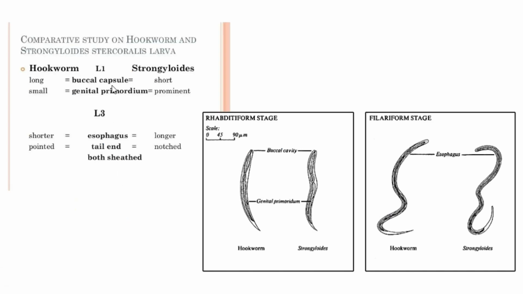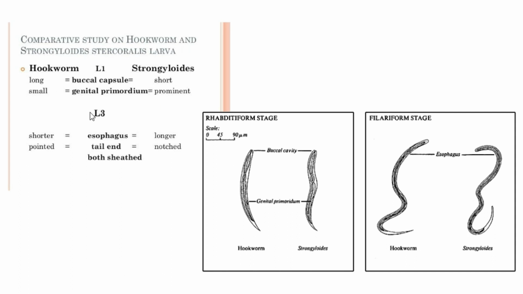So, here is a comparative study on hookworm and Strongyloides stercoralis larvae. So, again, yung ating pong Strongyloides, they have large SB, large or prominent genital primordium, and short buccal capsule or cavity. And then, si hookworm naman po kabaliktaran niya. Kung ang Strongyloides buccal capsule is short, hookworm is long. Well, for Strongyloides genital primordium, prominent, hookworm, small.